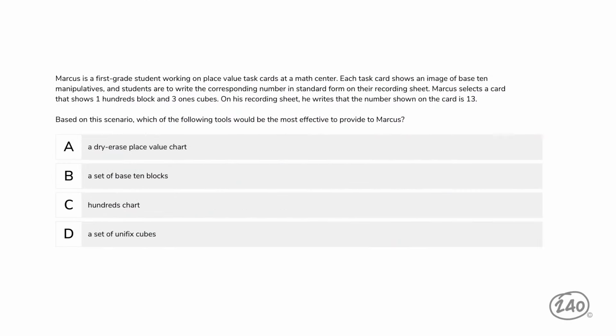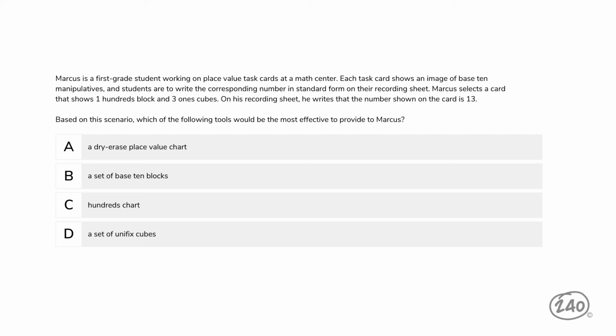Now, let's go back to mathematics instructions and processes right from the beginning. And we're going to start with manipulatives. Marcus is a first grade student working on place value task cards at a math center. Each task card shows an image of base 10 manipulatives, and students are to write the corresponding number in standard form on their recording sheet.